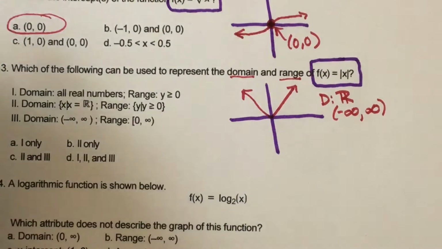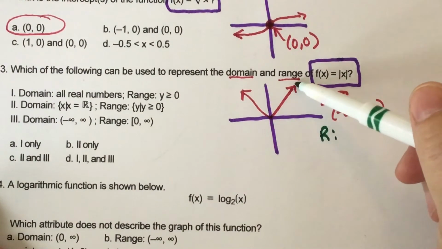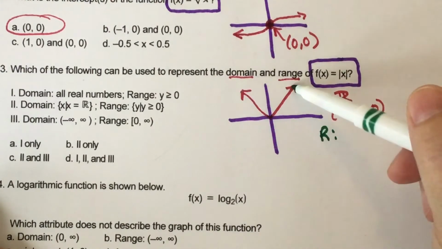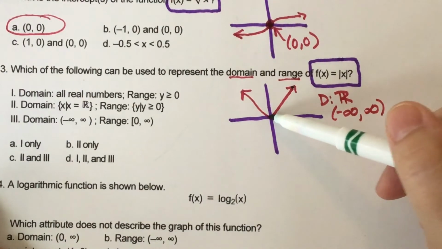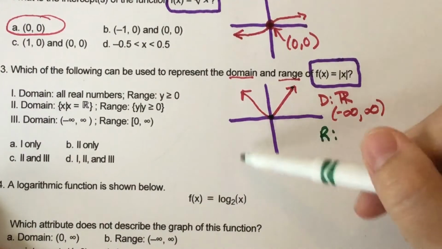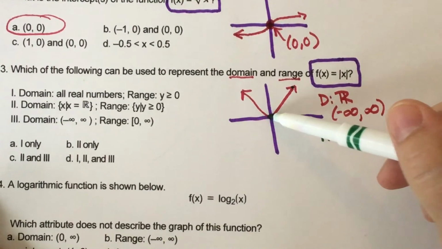Okay, and then range, I'm looking up and down now. This graph goes forever up on this side and forever up on this side, but it doesn't go forever down. There's no arrow when you're going down. So this is the lowest the graph goes. There's no part of the graph down here. So range is about y's, so I need to know my y value at this lowest spot.